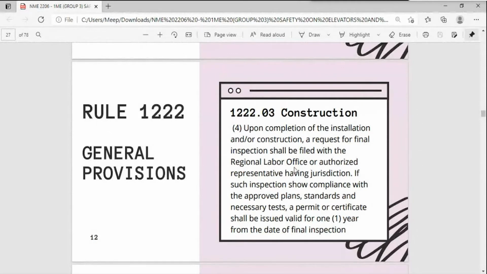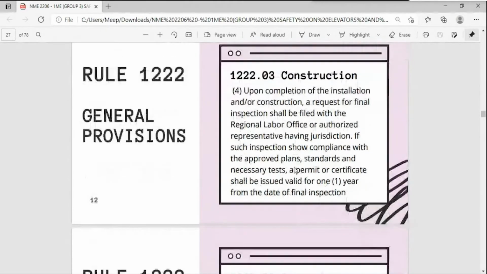So pag natapos na yung construction ng elevator, ipapa-inspect na yon sa Regional Labor Office para makita kung tama yung pagkakagawa. Tapos kung tama naman yung pagkakagawa, may certificate na i-issue sa inyo na valid yung final inspection na tama yung pagkaka-construct ng ginawa nyong elevator.